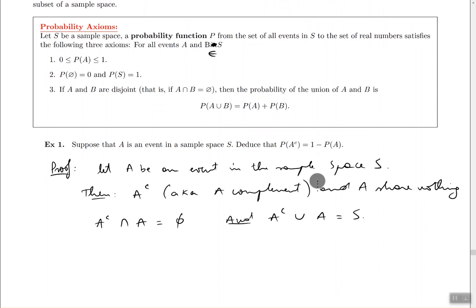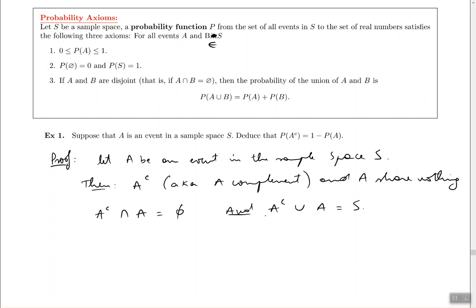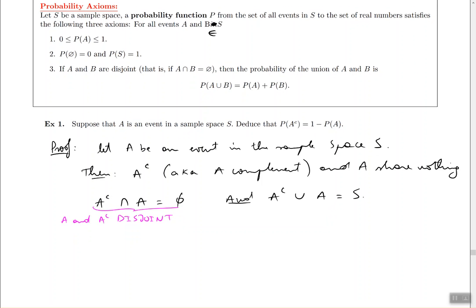Now, I care about one of these. Specifically, I care about this one. And I also need to know that A and A complement are not overlapping. They're disjoint. So the first one tells me that the two sets are disjoint. This means that A and A complement are disjoint. Okay. And so since A and A complement are disjoint, then I will know that their intersection is empty. That means that the probability of A complement union A is the same thing as the probability of A complement plus the probability of A itself.